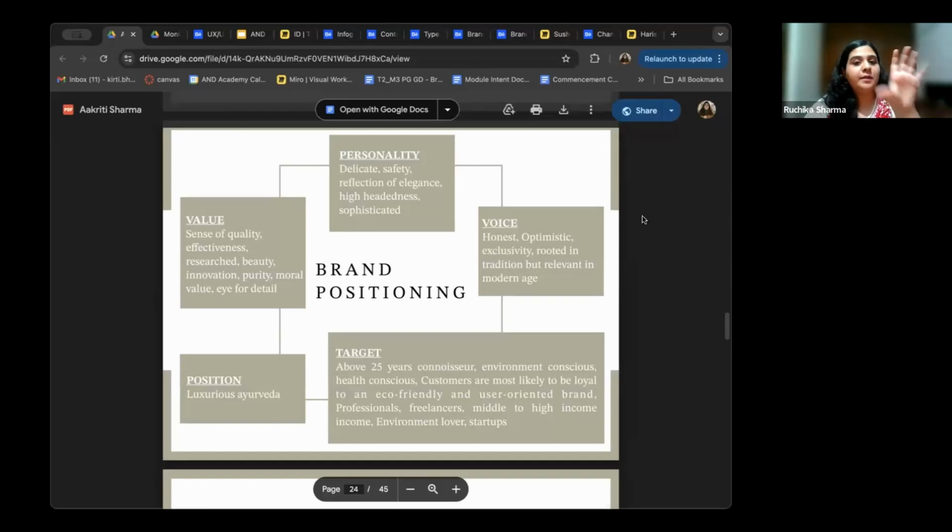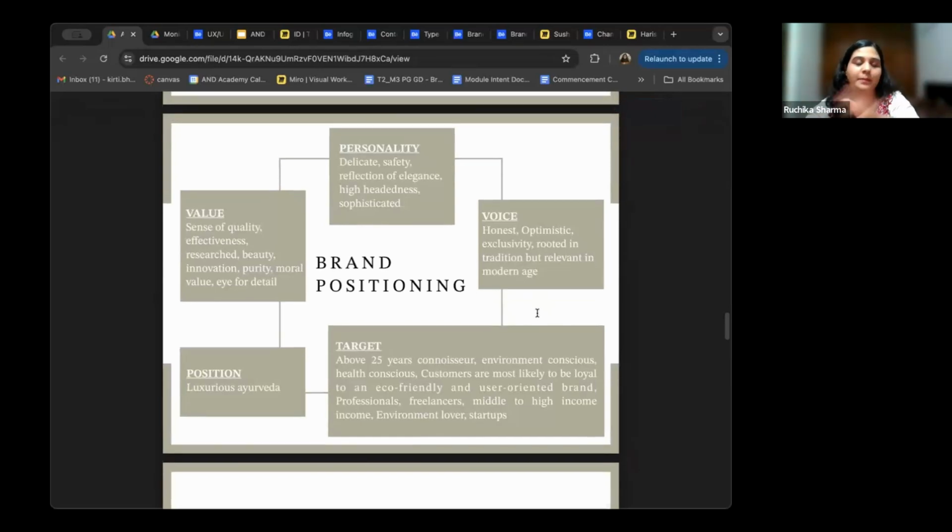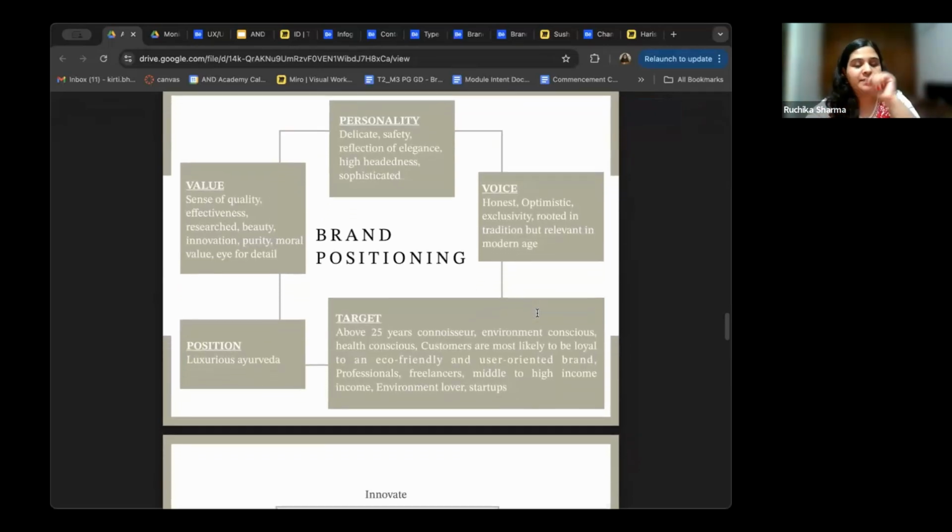And the target audience for the co-working space is largely Gen Z. So it is 25 years plus people, who are 25 and around that, who will come and visit the cafe and maybe want to sit and work there in the co-working space. Let's go lower.